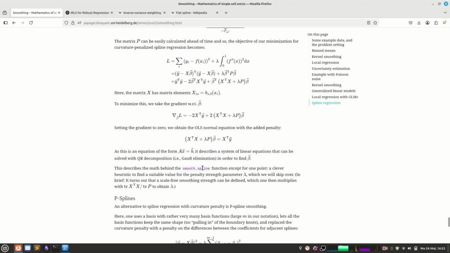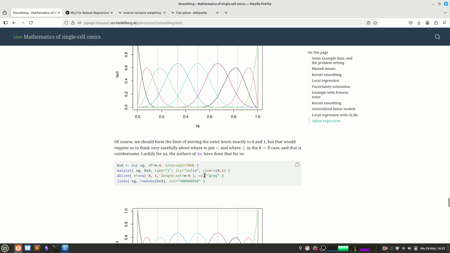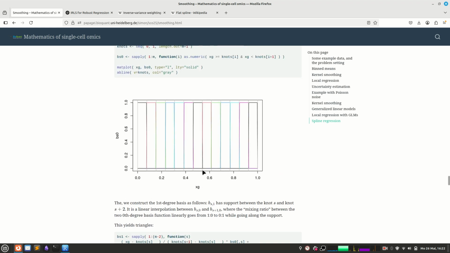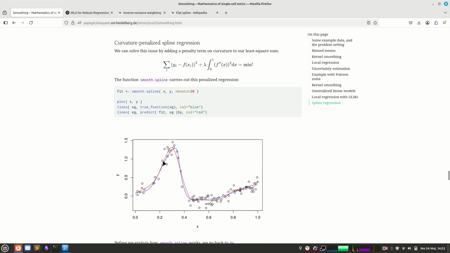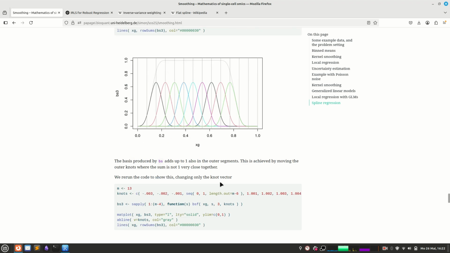And now you know how this smooth spline works that I've put up here, which, as you can see, finds a spline basis by simultaneously keeping the curvature limited.